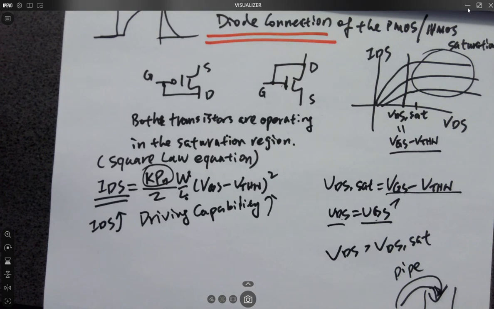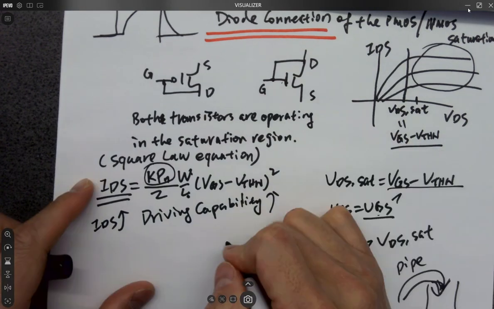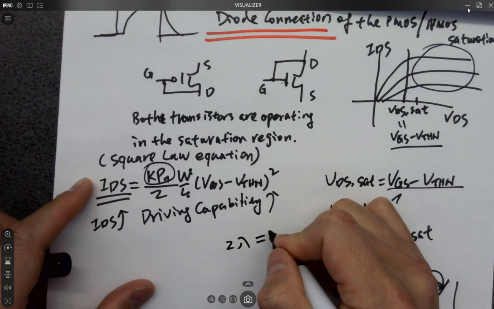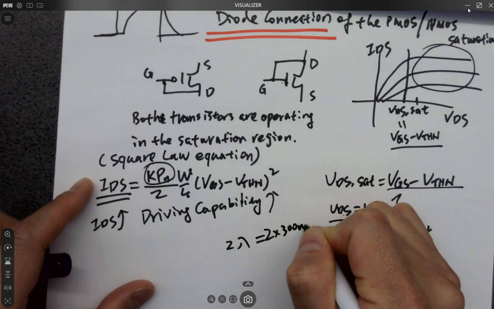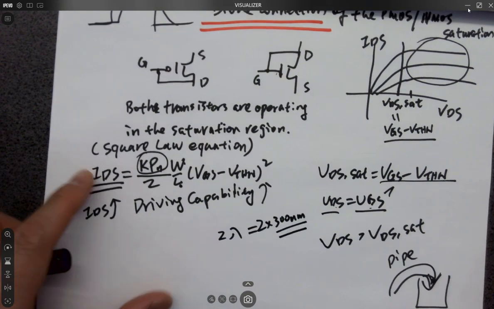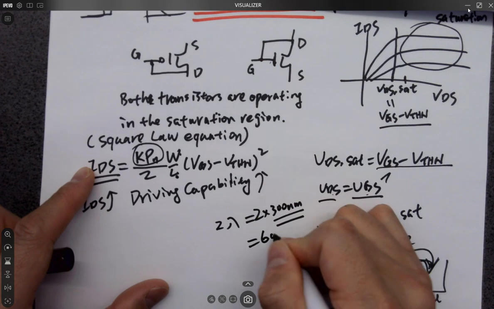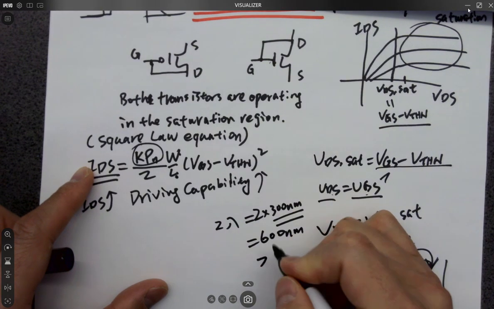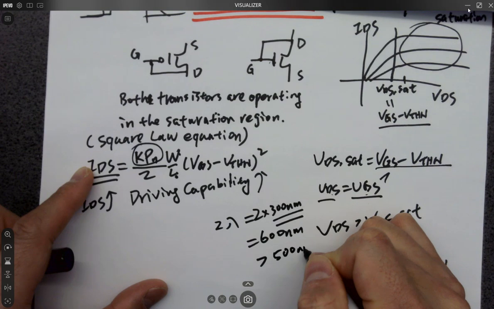But however, for our layouts, we don't want to just use all the minimum ones. It's going to decrease the yield. Okay, so probably you're getting a lot of failing transistors in the circuit. So we use a 2 lambda rule, and it's 2 times 300 nanometers because 1 lambda is 300 nanometers. So eventually you're getting 600 nanometers, which is slightly larger than 500 nanometers.